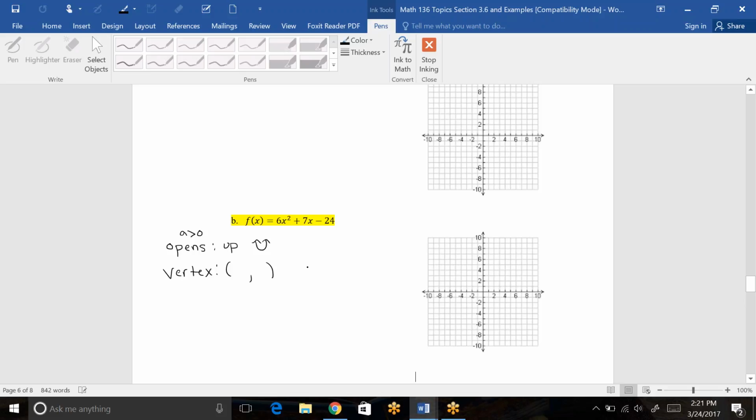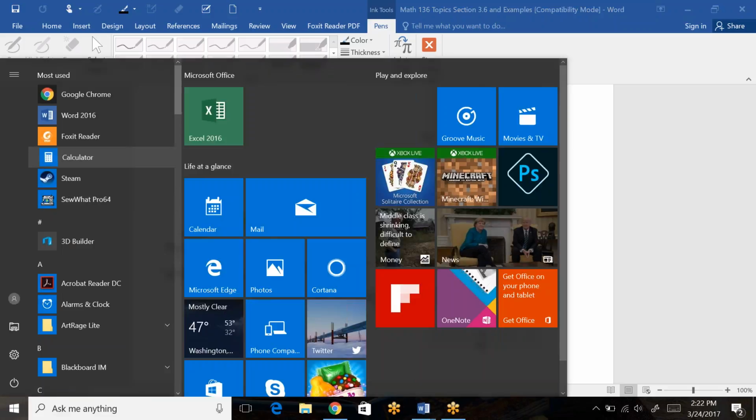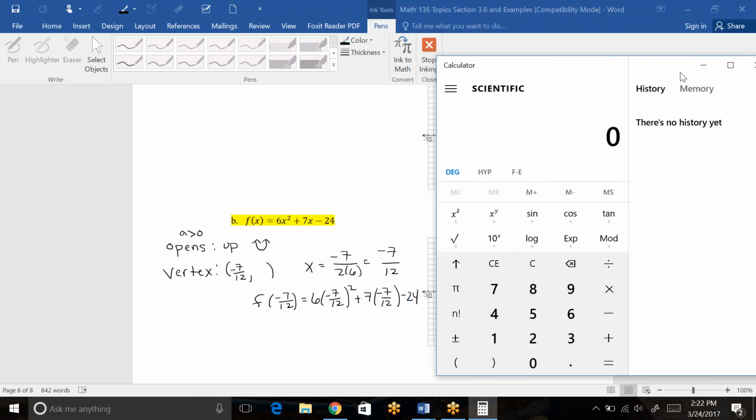If we find the vertex, we use our formula, so we're going to get an ordered pair for this. x equals negative b over 2a, that's negative 7 over 12. Notice the vertex does not always come out to a nice number. Then we have to plug that into the function to find the y value. Just FYI, the one we give you on the test does have a nice vertex, but this is just to show you that things don't always behave. So I'm going to use my calculator to help me evaluate this.